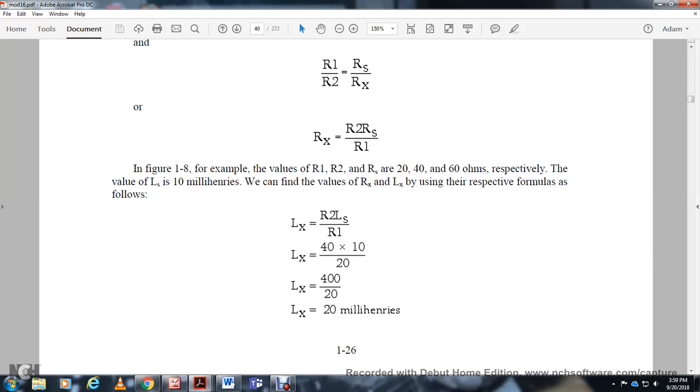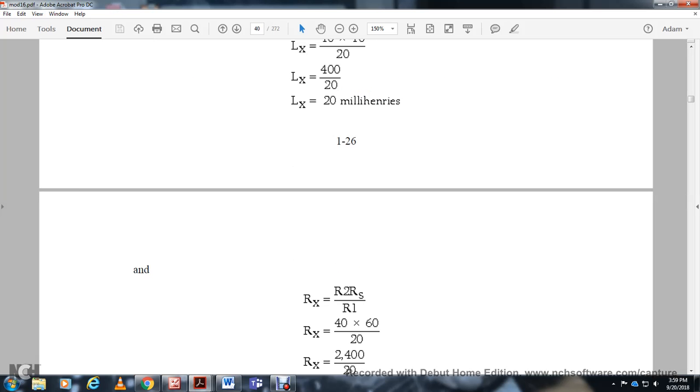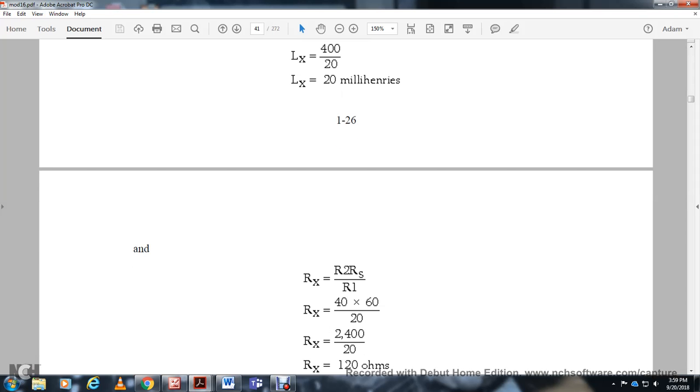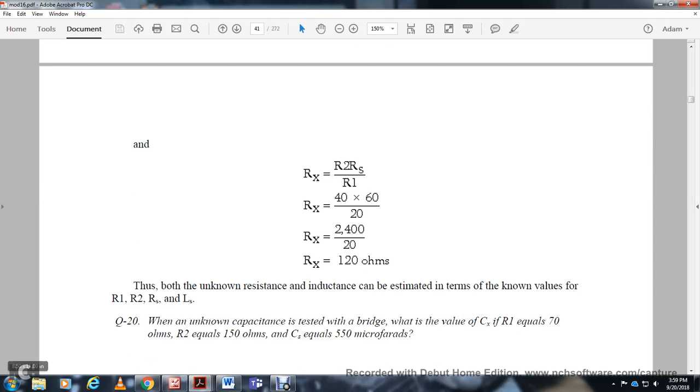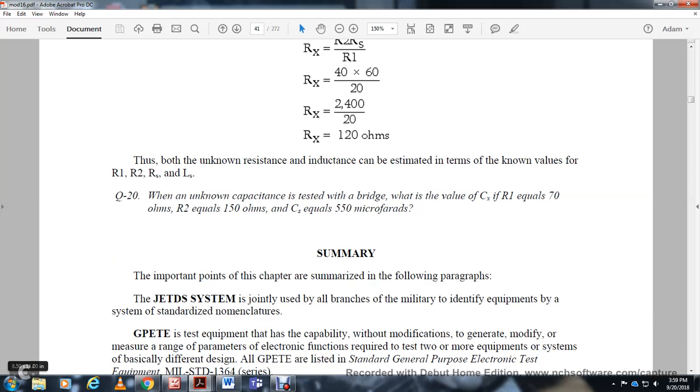In figure 1A, for example, the values of resistor 1, resistor 2, and RS are 20, 40, and 60 ohms respectively, and the inductance LS is 10 millihenries. You can find LX with the formula: LX equals R2 times LS over R1, which is 40 times 10 over 20, 400 over 20, which gives you 20 millihenries. Resistor X equals resistor 2 times RS divided by resistor 1, which gives you 40 times 60 over 20, 2400 over 20, which gives you 120 ohms. Both the unknown resistance and inductance can be estimated from the known values of resistor 1, resistor 2, RS, and LS. Alright, summary, chapter 1.